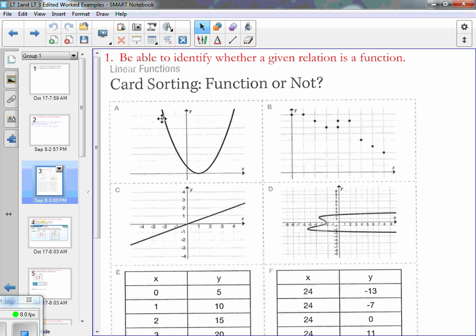So when you look at A, we're given a graph here. Is this a graph of a function, or is it simply a graph of a relation? All we have to decide is, are all of the x coordinates different? If the answer is yes, it's a function. If any two x coordinates are the same, then the answer is no, it's not a function. So for A, are all the x coordinates different? Yes. It's a function.